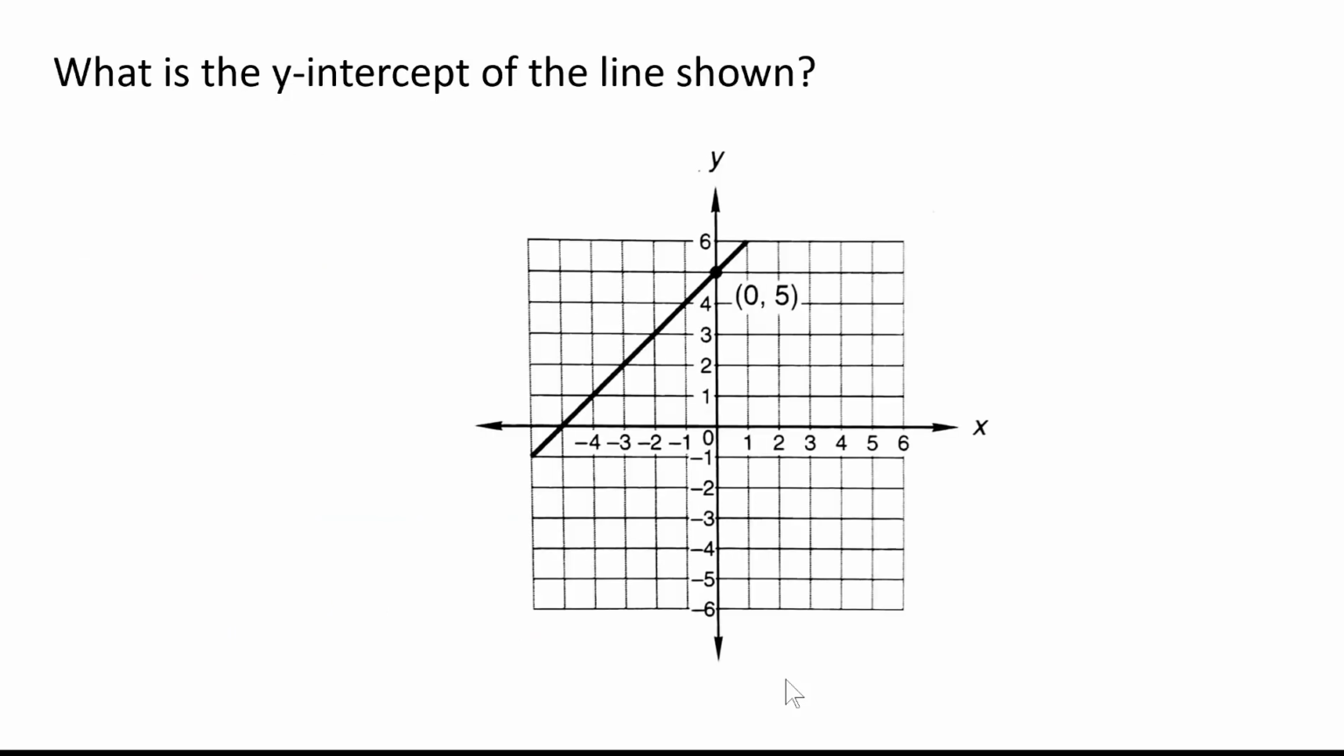All right, so what's the y-intercept of this line? Well, that's pretty simple. It's right there, 5. That's where it crosses the y-axis.